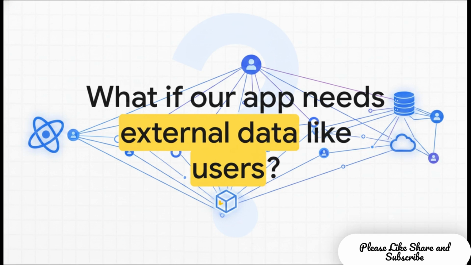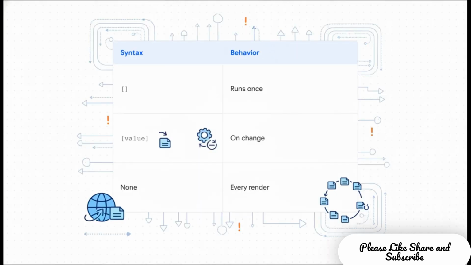But wait, what if our application needs to step outside itself? What if we need to display a list of users that currently lives on a totally remote database server somewhere? How do we fetch that external data without breaking our React application? Well, that brings us right back to our second hook, useEffect.